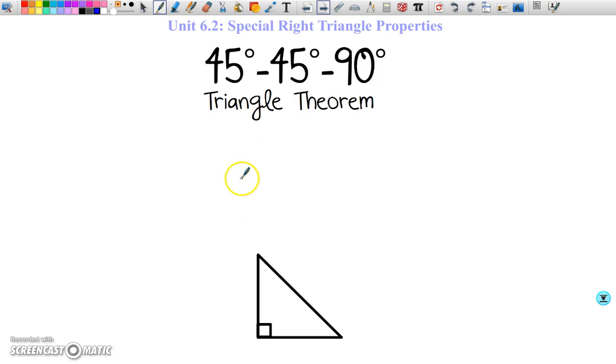Okay, so let's go ahead and work with that little foldable that I gave you in class. If you lost it or don't have it or whatever, it is attached to this post as well, so you can just print that out.